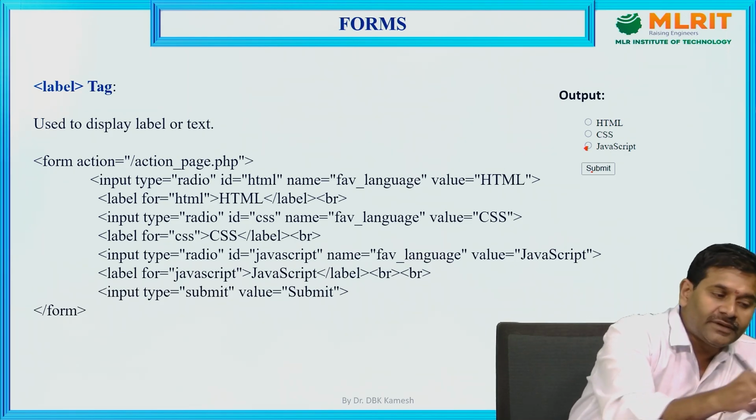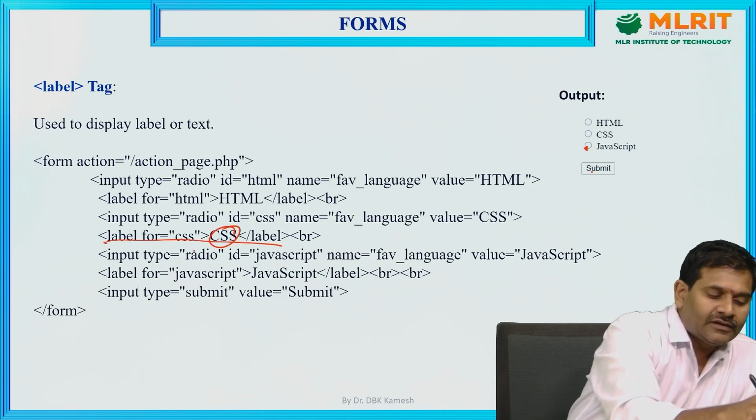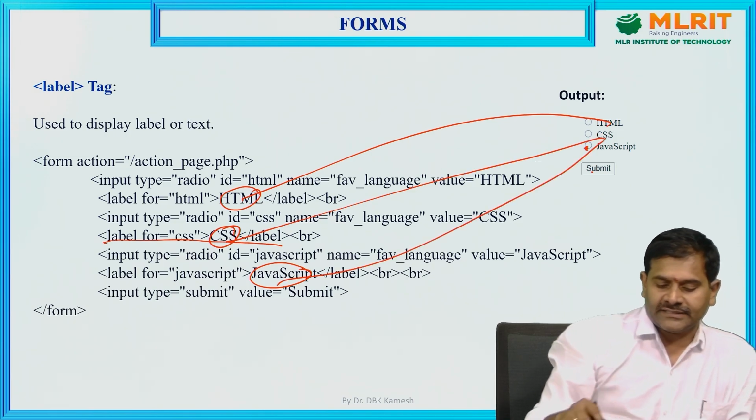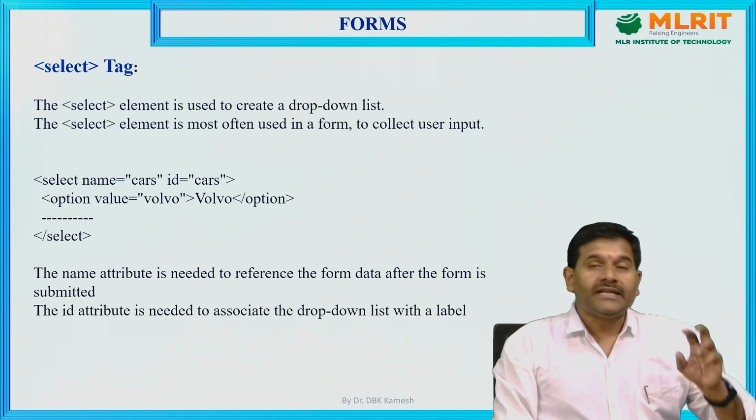Next, the label tag. The label is used for names like this, like this, like this. These three are like this, right? Next, the select tag.